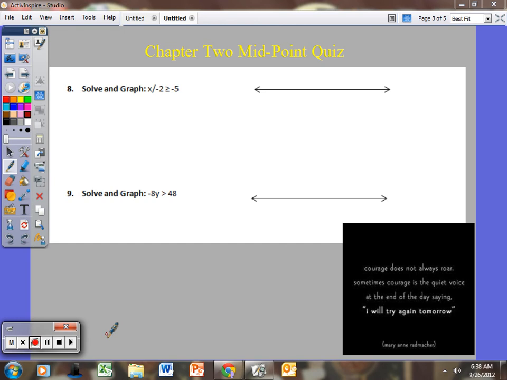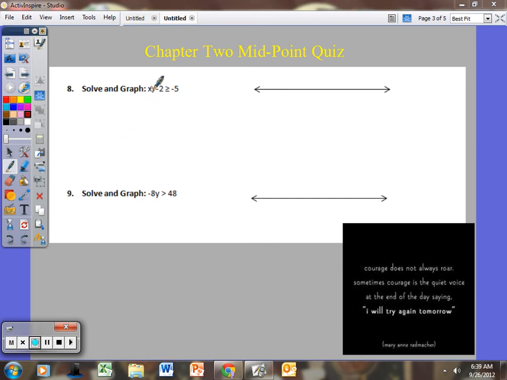This is Mr. Giomini taking a look at two questions that were missed a great deal on the Chapter 2 midpoint quiz. I've had an opportunity to talk to quite a few of you on this question. So just in case we need a little more refresher, here are the same two problems again.